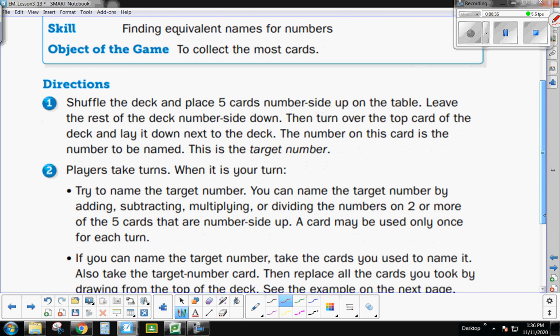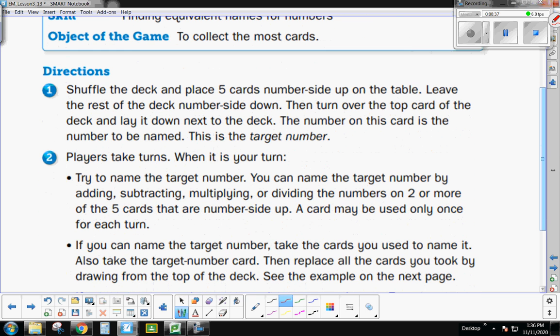So here's what you're going to do. You're going to shuffle the deck and place 5 cards number side up on the table so that you can see the numbers. You're going to leave the rest of the deck of numbers facing down. Then you're going to turn over the top card of the deck and lay it down next to the deck. The number on this card is a number to be named. This is your target number.